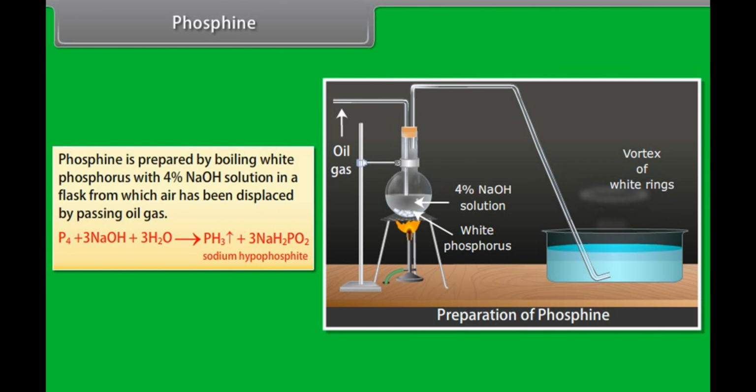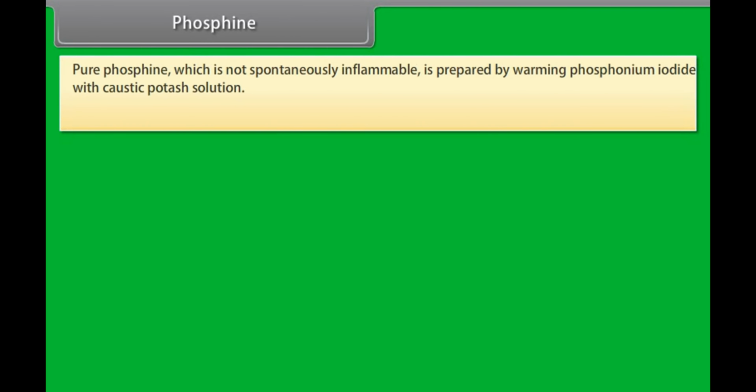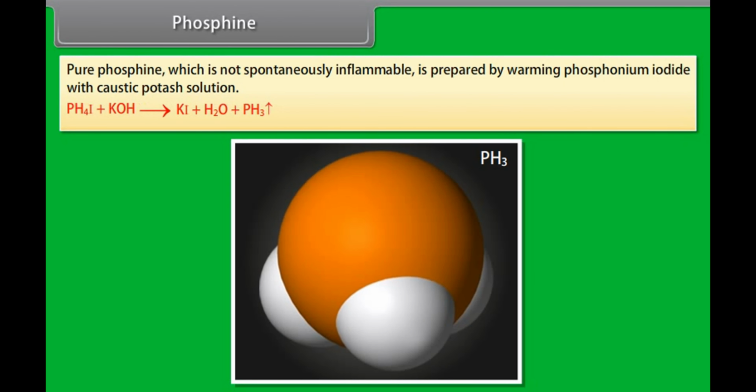PH3 contains considerable amounts of H2 and a little P2H4 and is inflammable in air. Impure phosphine bursts into flames as it comes in contact with air and forms vortex rings of white P4O10. Pure phosphine, which is not spontaneously inflammable, is prepared by warming phosphonium iodide with caustic potash solution.